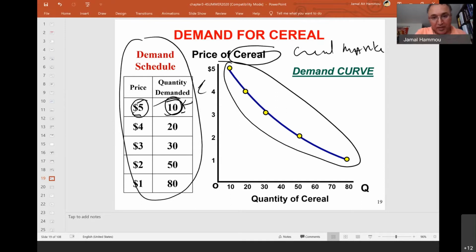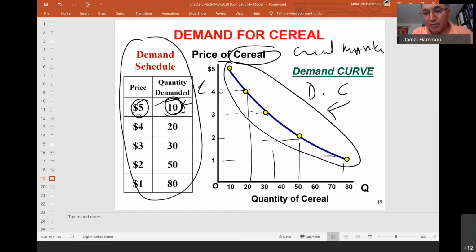So we have the price of 5, the quantity is 10. The price of 4, you have 20. Price of 3 is 30. And the price of 2 is 50, and the price of 1 is 80. And you link the points on the graph, and the points give us the demand curve. So just remember, there is a difference between demand versus quantity demanded. Big D, when you put D like this, you are talking about the demand function. When you do QD, you're talking about quantity demanded.